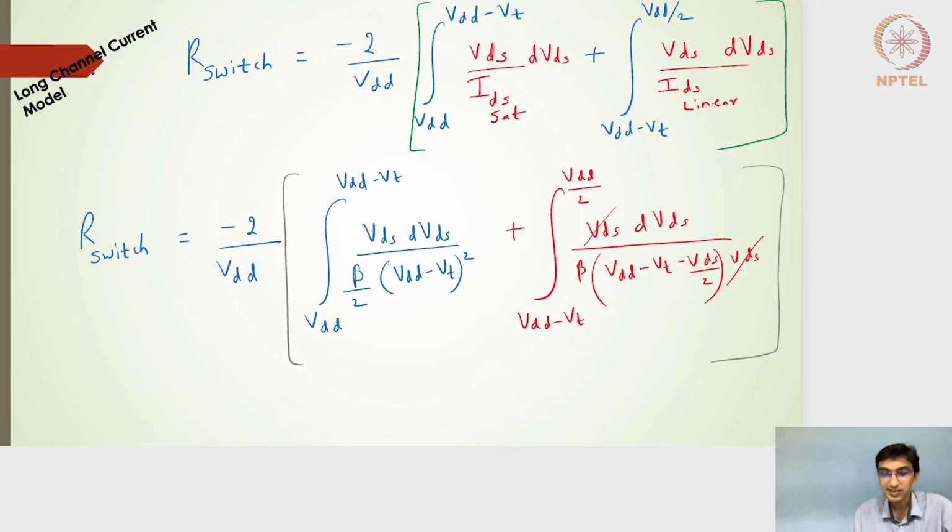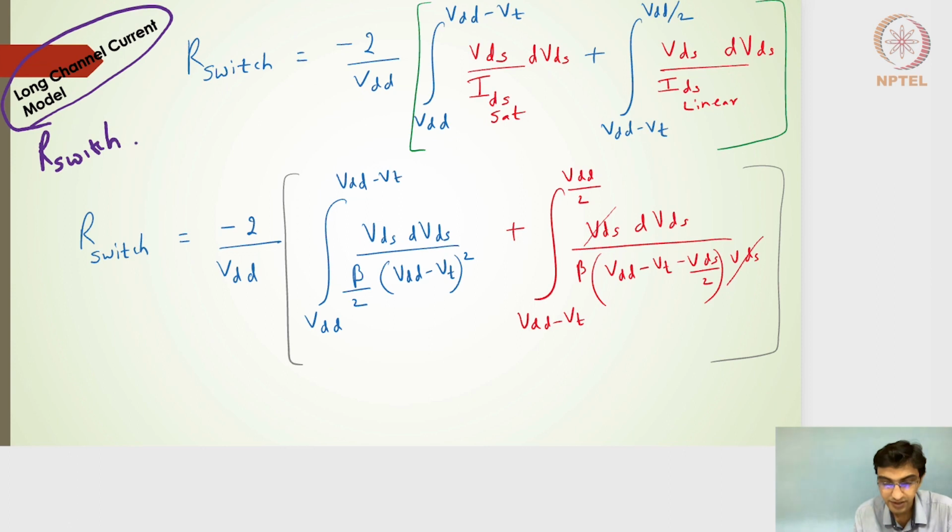So let's try to calculate the switching resistance for the long channel current model, and then we will try to calculate it for the short channel current model. Right, so VDD by 2 here, for the range of VDD to VDD by 2 for the propagation delay falling. So I'm trying to find the switching resistance for the propagation delay falling.